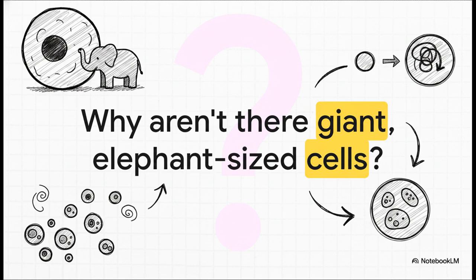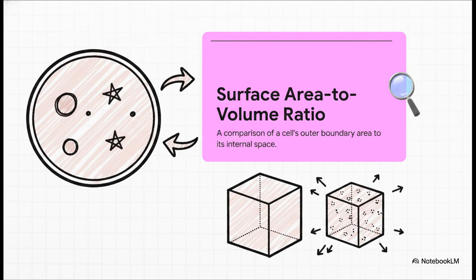Now, aside from an unfertilized ostrich egg, which, fun fact, is technically a single massive yolk-filled cell, the reality is that most cells being microscopic isn't just some random evolutionary accident. It is a matter of strict survival and sheer biological efficiency. To really understand why cells absolutely must stay tiny, we've got to wrap our heads around their surface area to volume ratio. Basically, this is just a straightforward comparison of a cell's outer boundary area, that's the surface area, to its internal space, the volume.